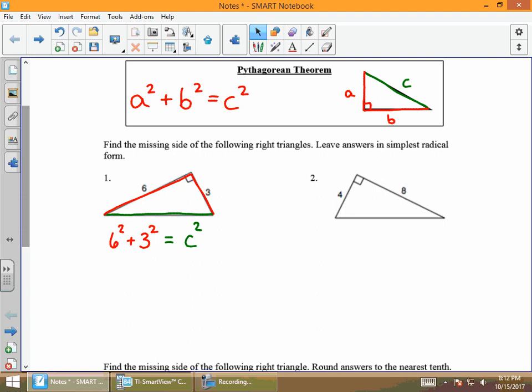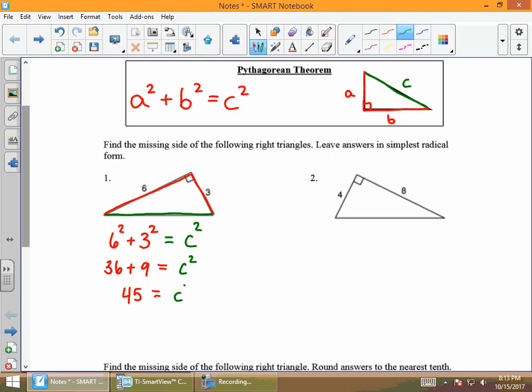Well, if you remember what squaring means, multiplying by itself. So 6 squared is really 6 times 6, which is 36. And 3 squared is 3 times 3, which is 9. And that's going to be equal to c squared. 36 plus 9 is 45. So that's going to equal c squared. And then to find c, if I want to know what c is equal to, I need to do the square root of 45.